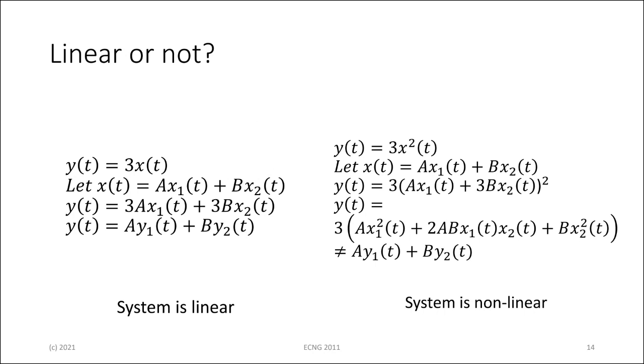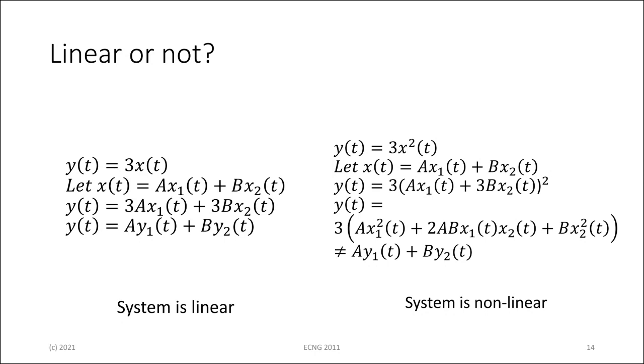So y(t) on the left-hand side is 3x(t). If you were to do this substitution and you let some signal be A x1(t) plus B x2(t), if you substitute it inside of there, you see that the output becomes A y1 plus B y2. So that one on the left-hand side is linear.